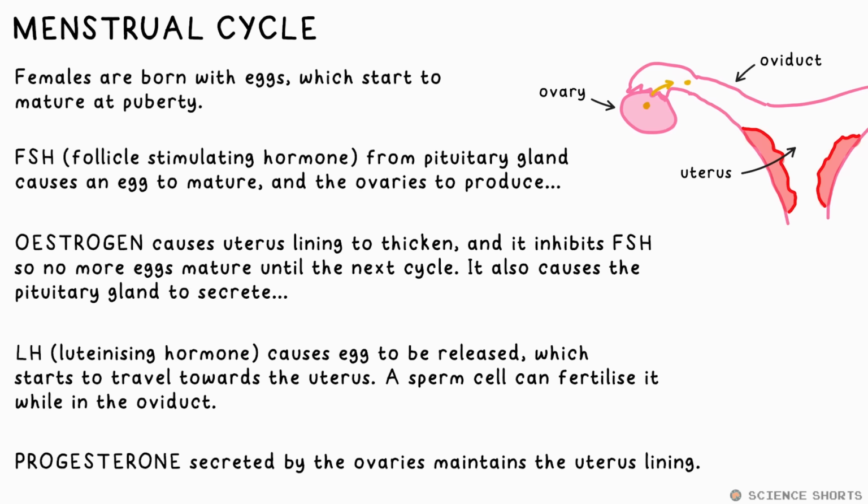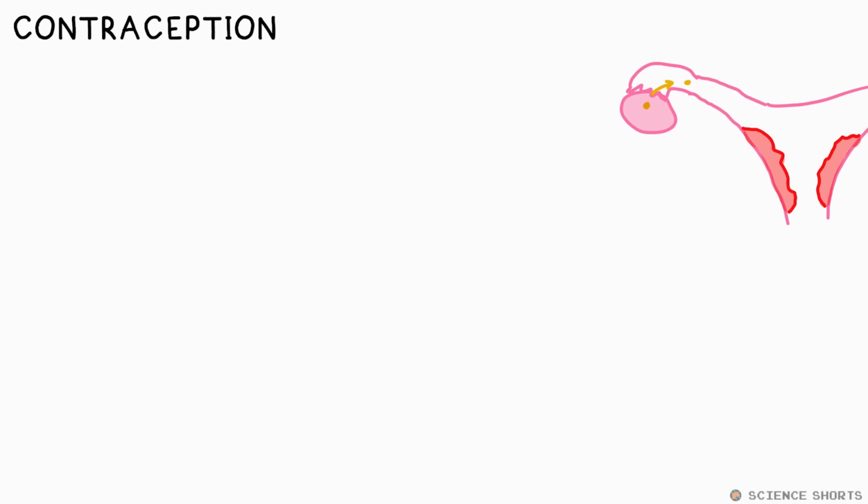Finally, progesterone is also produced by the ovaries, which maintains the uterus lining. This is great news if you're looking to get pregnant. If not, you need to find some way of stopping a sperm cell from meeting an egg cell.